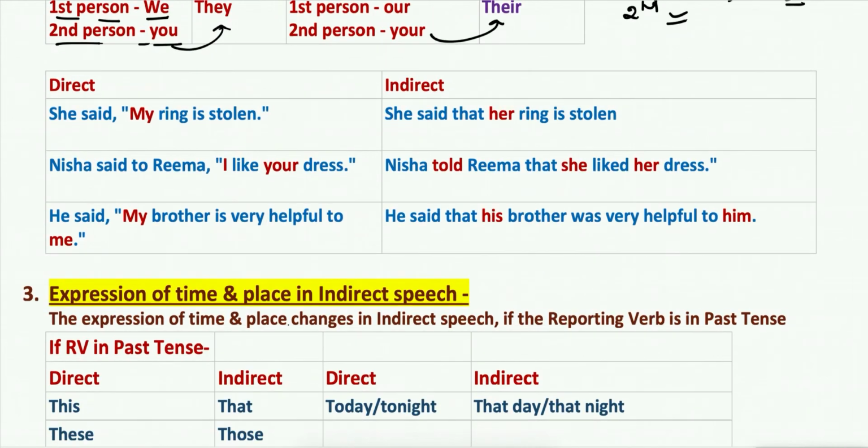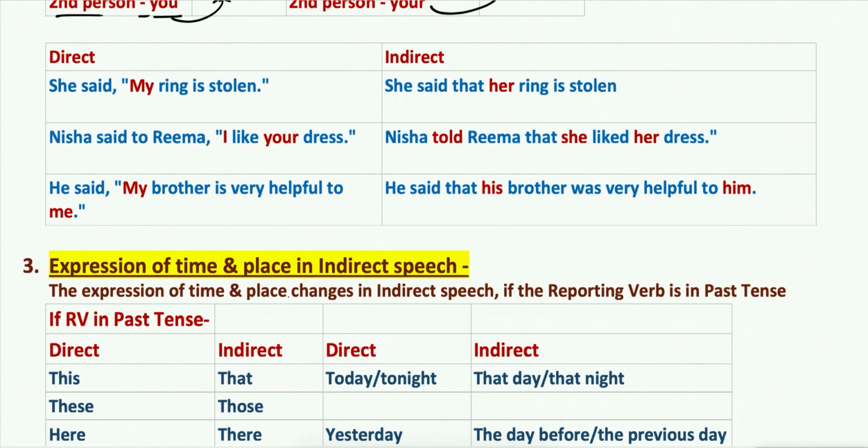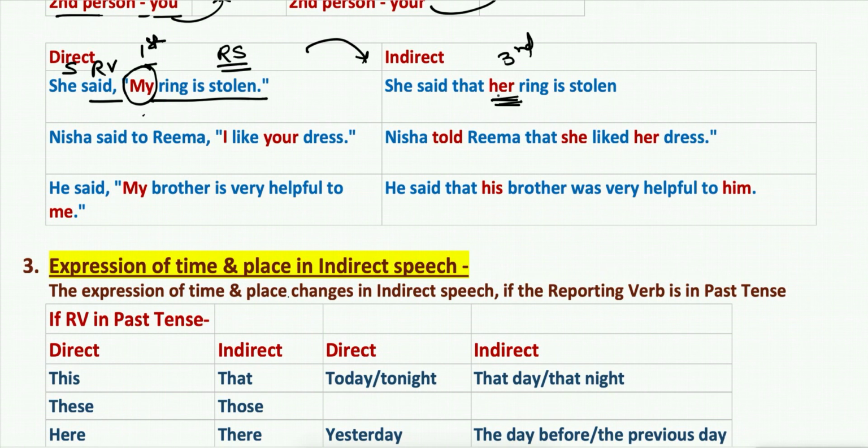Let's take some examples. She said, my ring is stolen. She is the speaker, said is the reporting verb, and my ring is stolen is the reported speech. Remember, we are talking about reported speech. So here my is present. My is the first person possessive pronoun, so it will change to her, third person. She said that her ring is stolen.